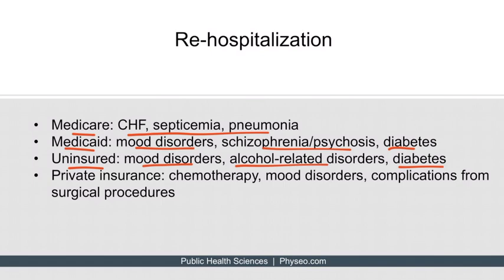Finally, privately insured patients are most commonly readmitted for chemotherapy maintenance, followed by mood disorders again, and then complications from surgical procedures. All right, now that we've covered the information, let's review with another question.